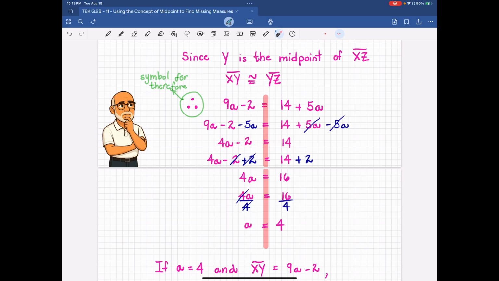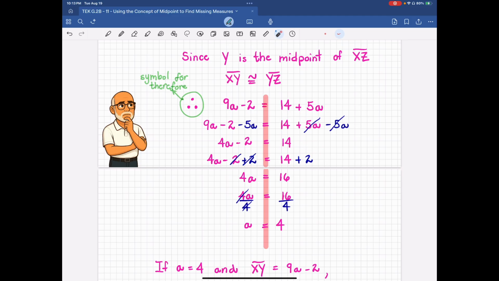I want to get my 4a all by itself. How do I do that? Well, if I'm subtracting 2, I need to add 2 to both sides. So that's exactly what I'm going to do. My next step is to add 2 to the left and add 2 to the right.